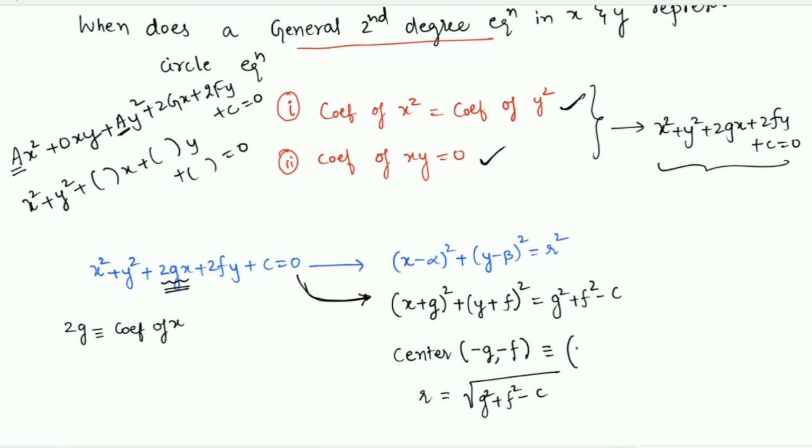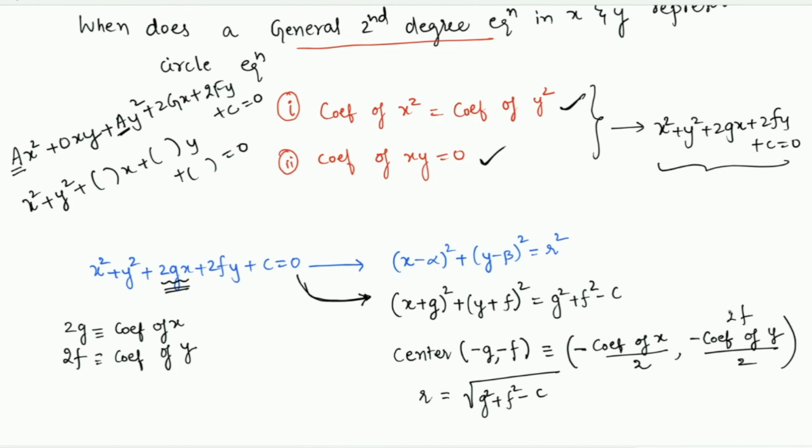Minus g means minus coefficient of x by 2. Similarly, minus f. 2f is what? That is the coefficient of y. So minus coefficient of y by 2. The coefficient of y is 2f. Minus 2f by 2 will be minus f.